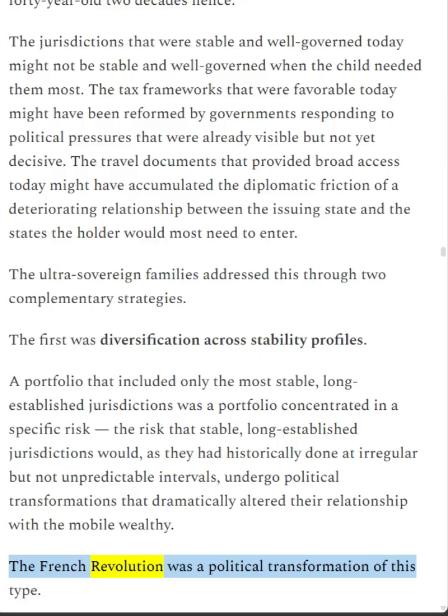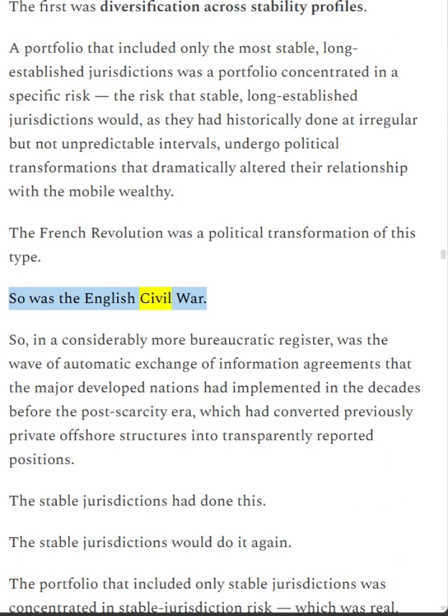The French Revolution was a political transformation of this type. So was the English Civil War. So, in a considerably more bureaucratic register, was the wave of automatic exchange of information agreements that the major developed nations had implemented in the decades before the post-scarcity era, which had converted previously private offshore structures into transparently reported positions. The stable jurisdictions had done this. The stable jurisdictions would do it again.